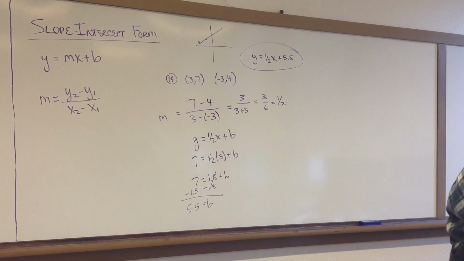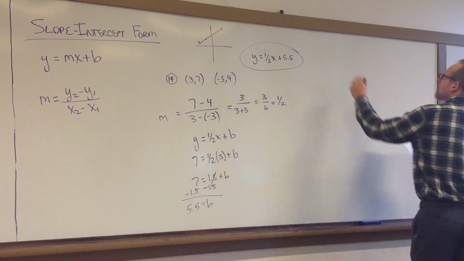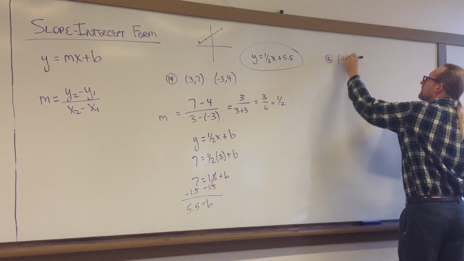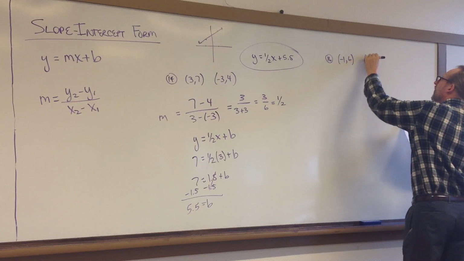All right. Problem 16. We've got (-1, 6) and (1, 2).